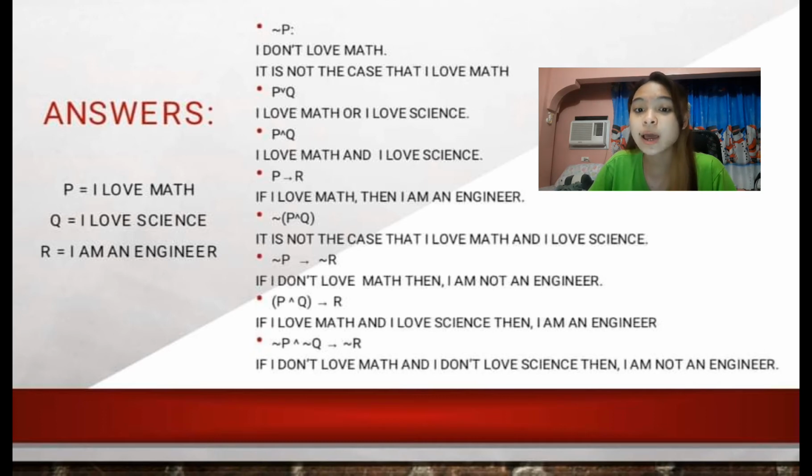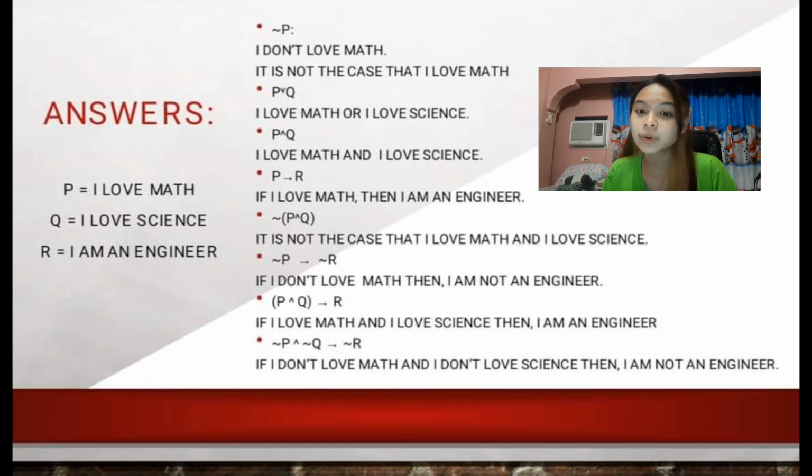The next is P or Q. P is I love math and Q is I love science. For the sign that looks like the letter V, you just add the word or. So I love math or I love science. The next symbol is P and Q. You'll just add and in the middle of P and Q. So I love math and I love science.